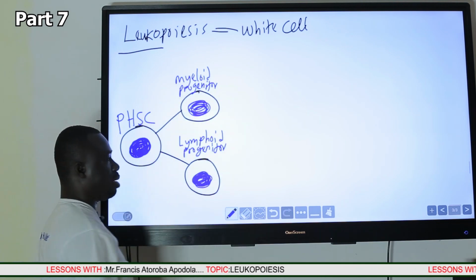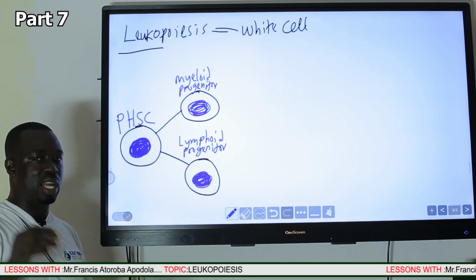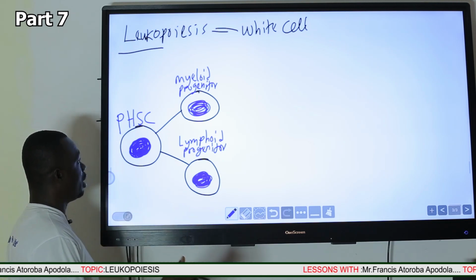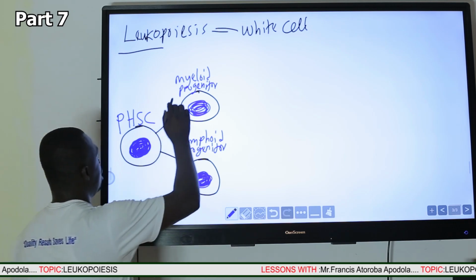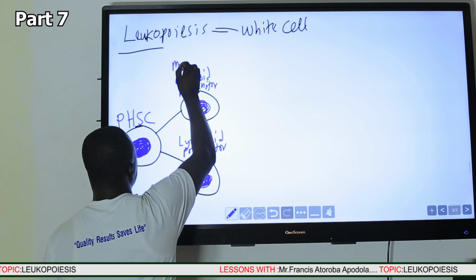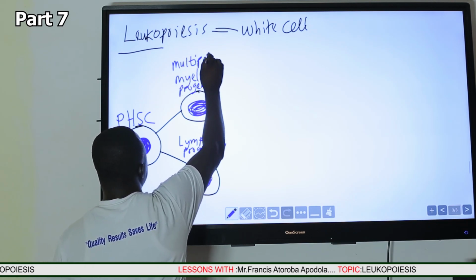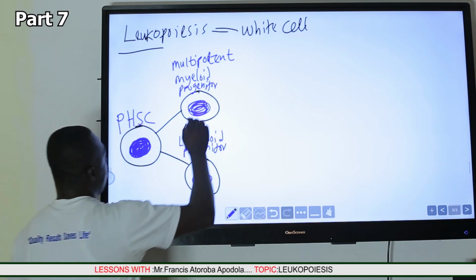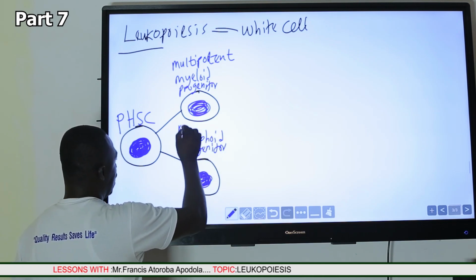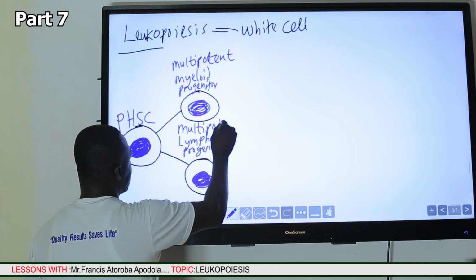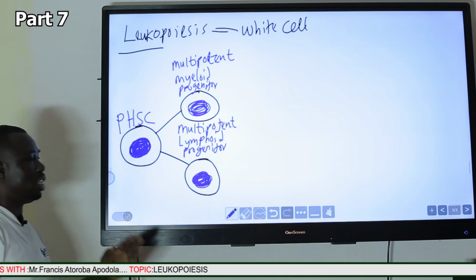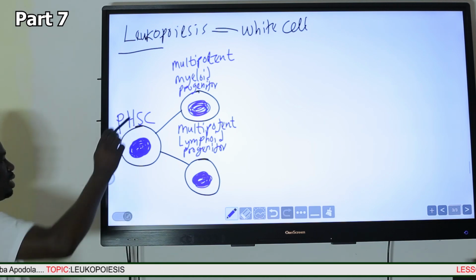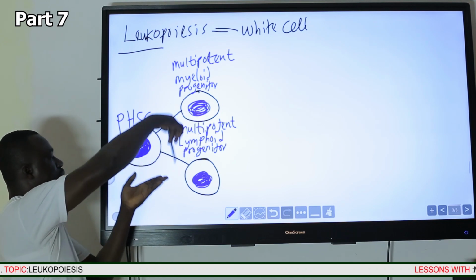The myeloid progenitor stem cell can give rise to more than one type of terminally differentiated cells in circulation. Because it is able to give rise to more than one terminally differentiated cell, it is named multipotent. So it has multiple potential. So this becomes a multipotent myeloid progenitor stem cell, and the lymphoid also is a multipotent lymphoid progenitor cell.